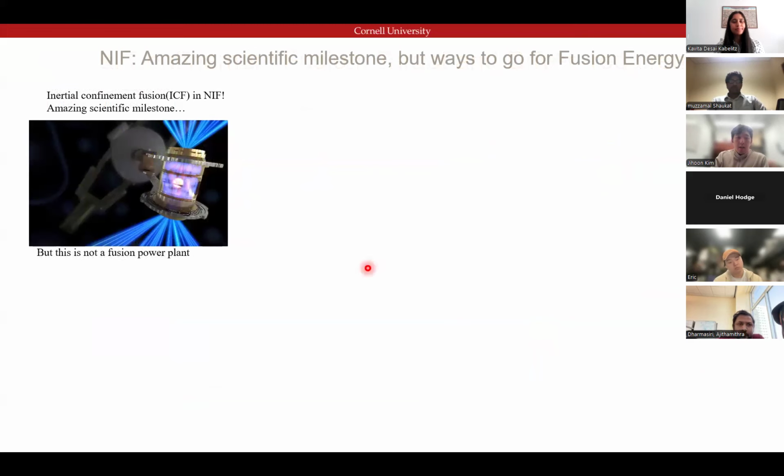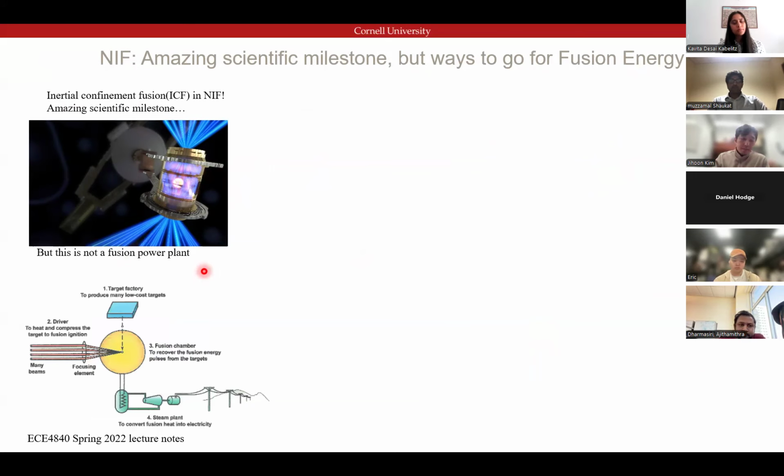So I think everyone working here probably knows about NIF. It was a really amazing scientific milestone. I don't know how to do justice to this, but if you look at the literature, people have tried to do this since the 60s and 70s, and there has been so much development in the laser system and whole round design. It's a really amazing scientific milestone, but this is still not a fusion power plant.